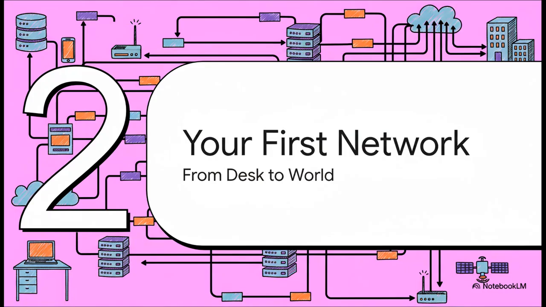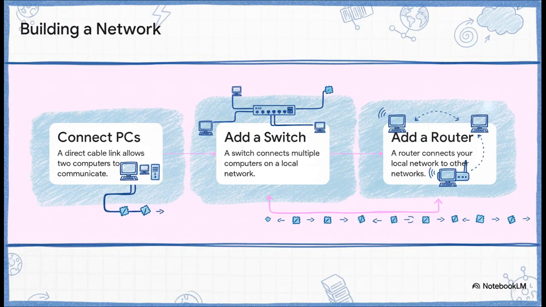Okay, so that's the huge global picture. But how does your computer, right there on your desk, actually connect to this massive web of wires? Let's zoom way in and build your very first network from the ground up. You know, it all starts super simple. Just two computers linked together with a single cable. That's a network. Now, what if you want to connect more computers, say in an office? You use something called a switch. Think of it like a local traffic cop, just for your internal network. But the real magic, the piece that changes everything, is the router. The router is the gateway. It connects your entire local network to all those other networks out there in the world. It's basically your personal on-ramp to the internet.